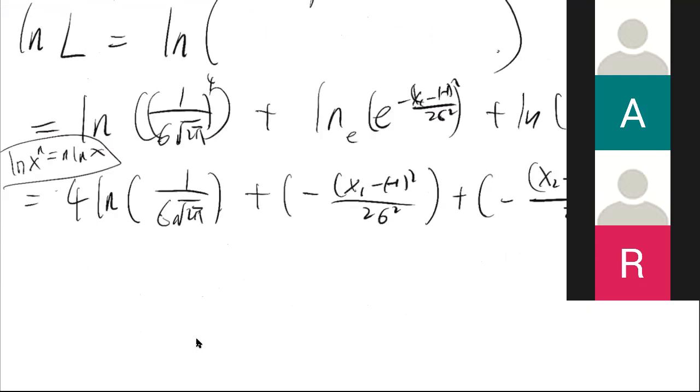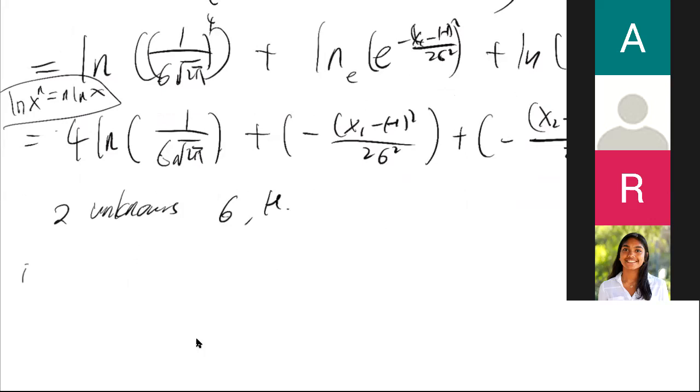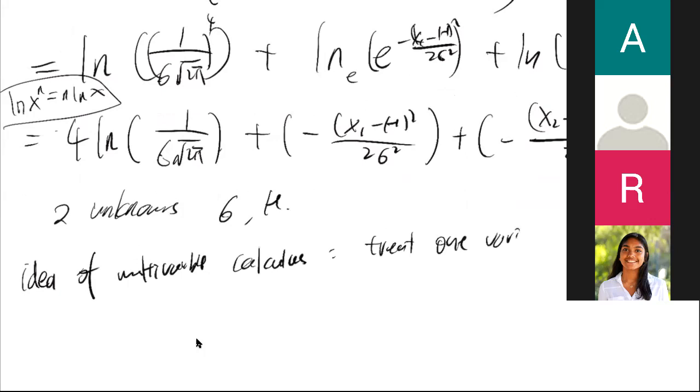So now we are facing a problem because we have 2 unknowns, sigma and mu. How do we handle that? That's the idea of multivariable calculus, or just two-variable calculus maybe. The idea is to treat one variable as a constant and do the work on the other.